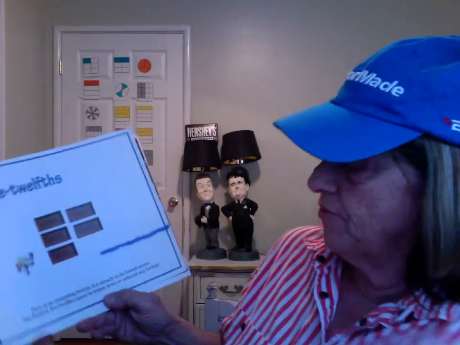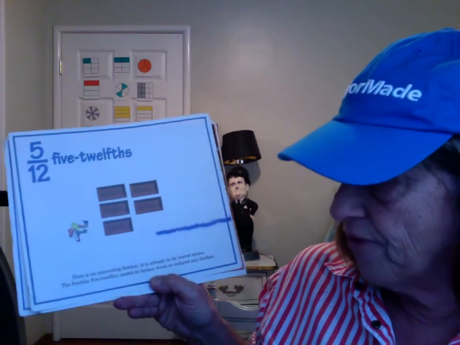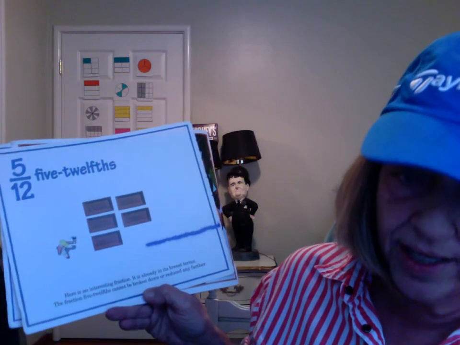Here is an interesting fraction. It is already in its lowest terms. The fraction 5/12 cannot be broken down or reduced any further. 7/12. The amount left over from 5/12 is 7/12. 7/12 is another fraction that is in its lowest terms.